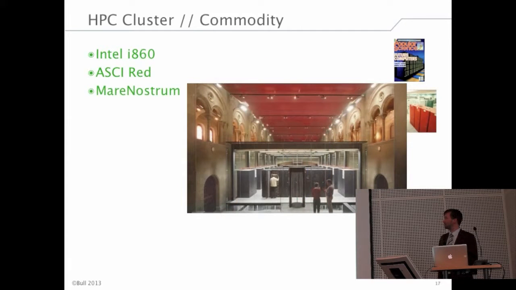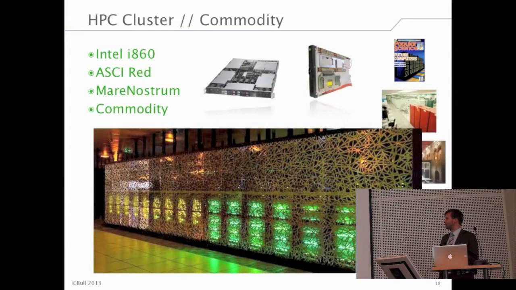And another system to mention, not only because it's a very beautiful picture, is the MareNostrum of the Barcelona Supercomputing Center. It's an IBM machine, but it was run with SUSE Linux, so the first one with real commodity software, let's say. And this is where we are today.